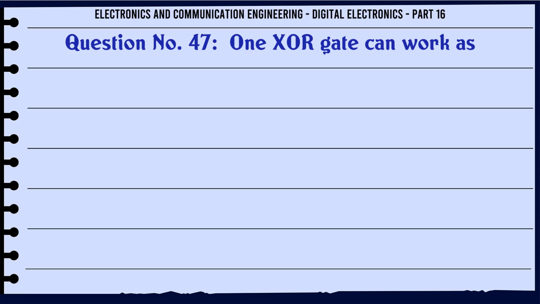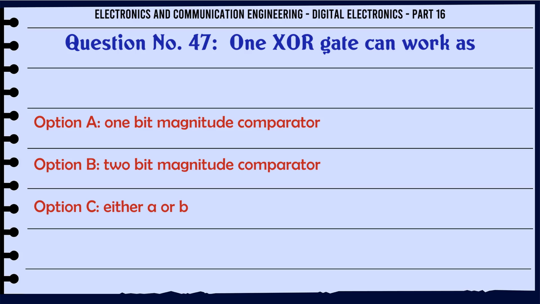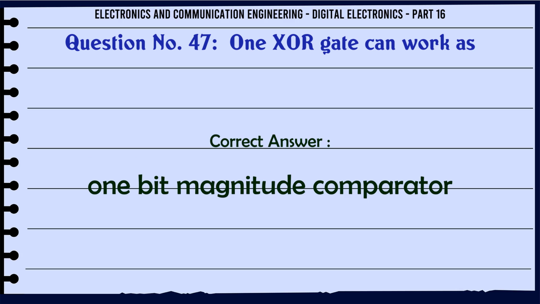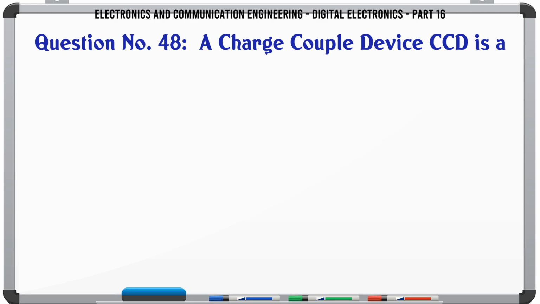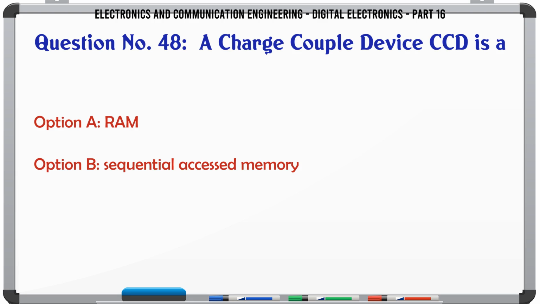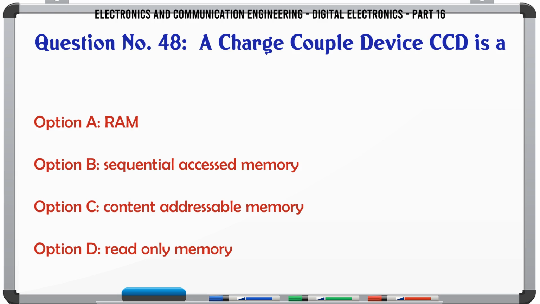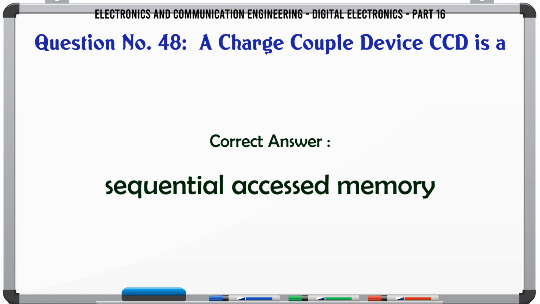One XOR gate can work as A. a 1-bit magnitude comparator, B. a 2-bit magnitude comparator, C. either A or B, D. neither A nor B. The correct answer is a 1-bit magnitude comparator. A charge-coupled device, CCD, is A. RAM, B. sequentially accessed memory, C. content addressable memory, D. read-only memory. The correct answer is sequentially accessed memory.